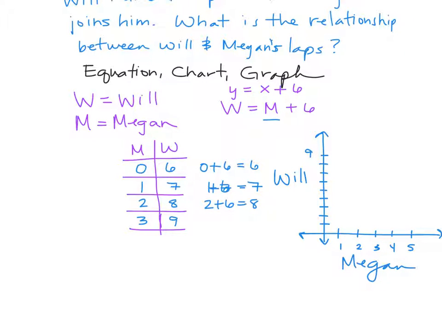So we're going to plot these, okay? 0, 6: 1, 2, 3, 4, 5, 6 is going to put me right here. Then you'll do 1, 7. So 1 on your X, 7 on your Y. We'll put you about there. 2, 8 will put you about here. And then 3, 9 will put you right there.